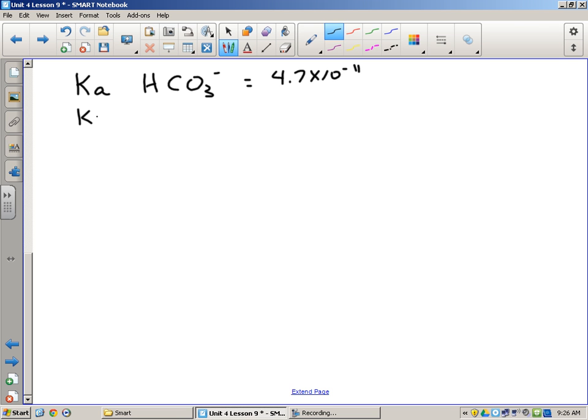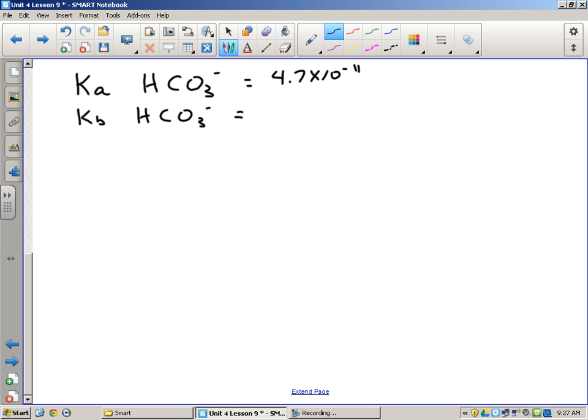Now, what's the Kb value for HCO3 minus? And the answer is, it is not... Some of you guys might be tempted to, well, hopefully you guys know that Kb equals Kw over Ka, right? But the question is, if this is the acid here, is it the opposite for this base here? And the answer is it's not, okay? What you now need to do is this.